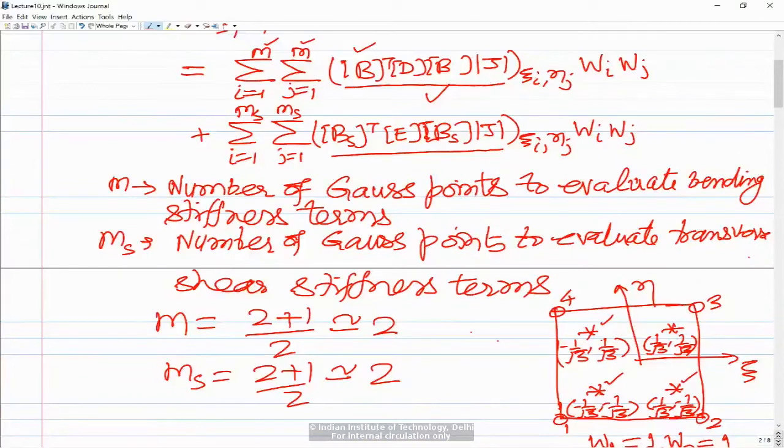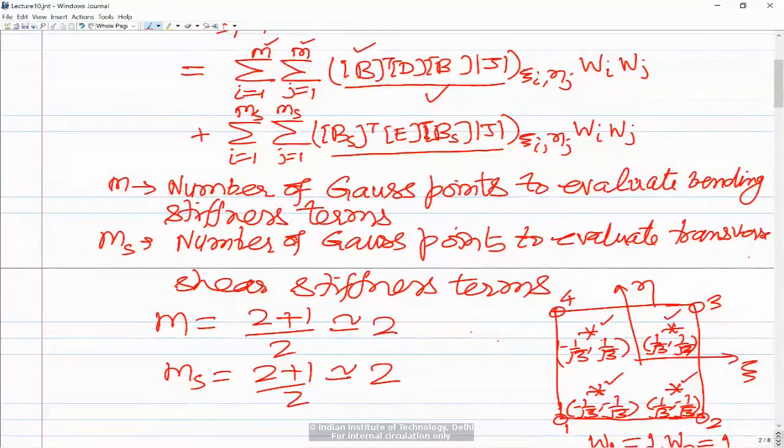point, and add it to the previous value, and then again calculate B transpose D B J wi wj at the fourth Gauss point and add it to the previous value. So when you add the contribution from all the 4 Gauss points, you get your stiffness matrix. So that is how the stiffness matrix is evaluated.